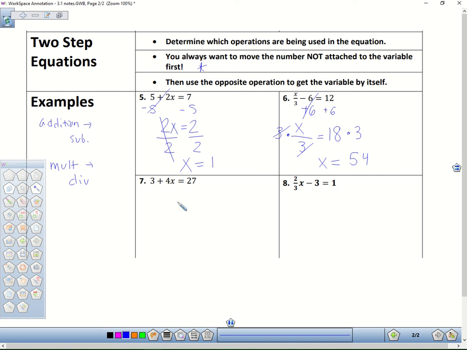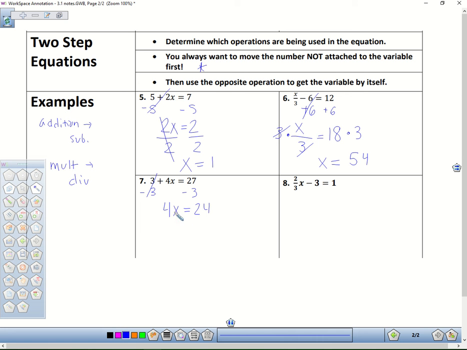So for number 7, I have to get rid of the number that doesn't have the variable attached. Which number does not have the variable attached to it? The 3. Is the 3 positive or negative? Positive. So what reverses a positive? Negative. So I subtract 3 on both sides. That leaves me with 4x is equal to 24. Now this operation indicated by a number next to a variable is what? Multiplication, so divide by 4 on both sides.